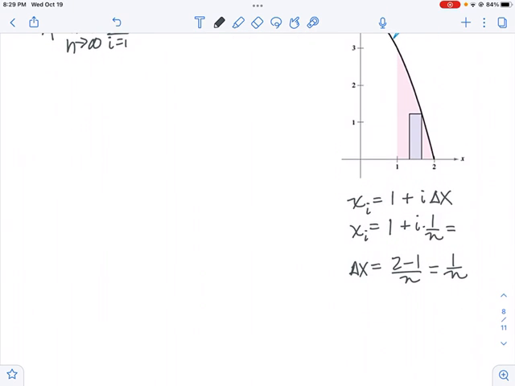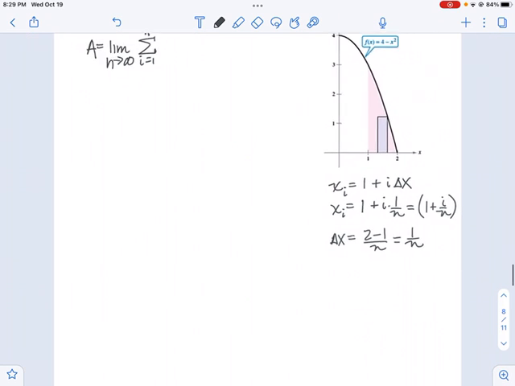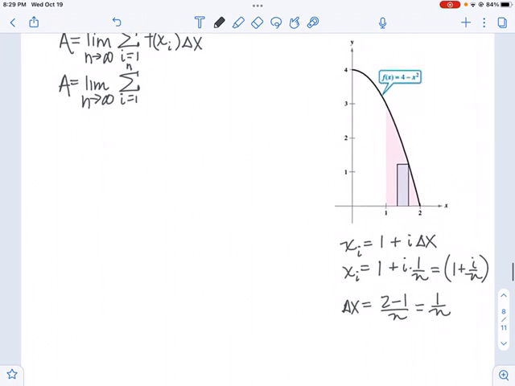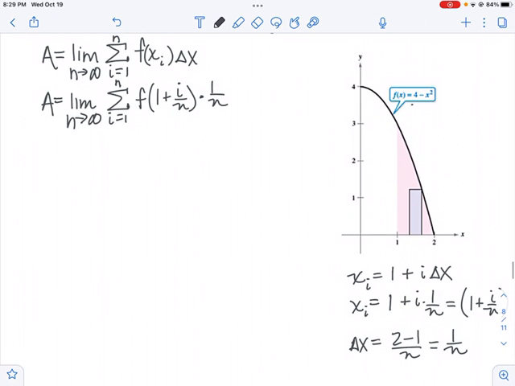Oops, didn't mean to do that. i times 1 over n, or that's equal to 1 plus i over n. Okay, it's always where do you start the interval. If you need some review on that, I can give you some helpful hints. Okay, so we have now f of, I'm going to write this up here without scrolling too far. It's going to be f of 1 plus i over n, and then it's going to be times the delta x, which is 1 over n.